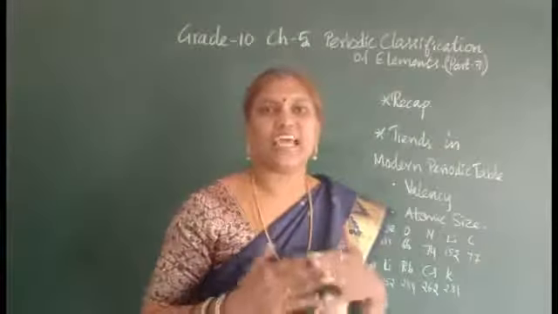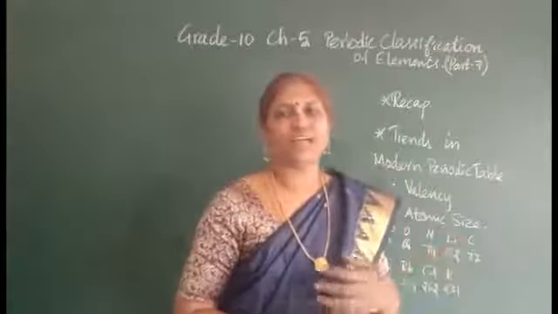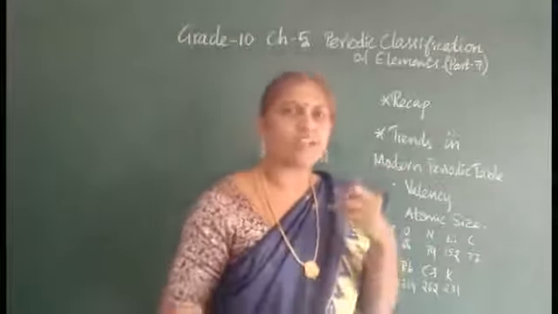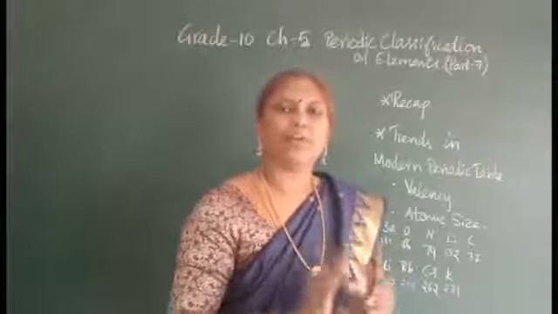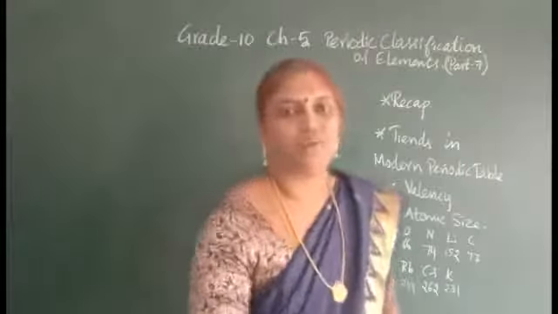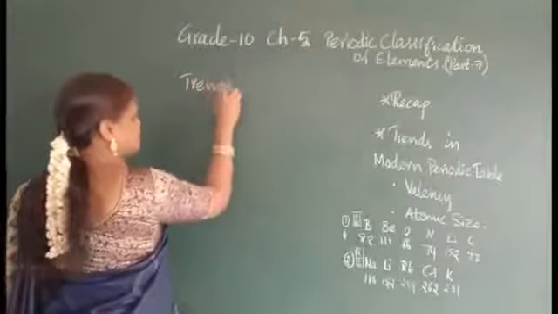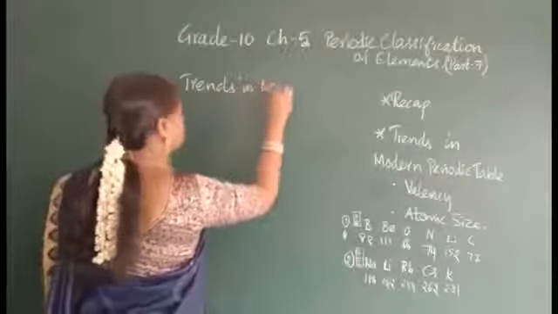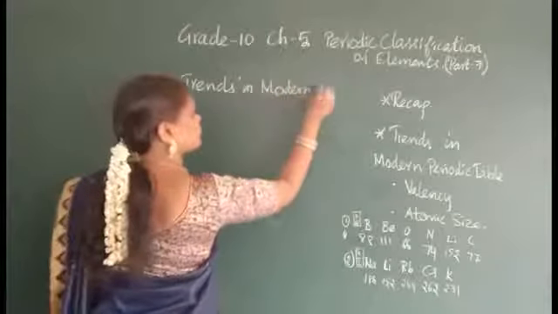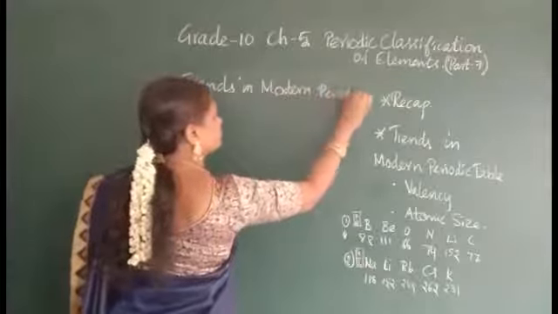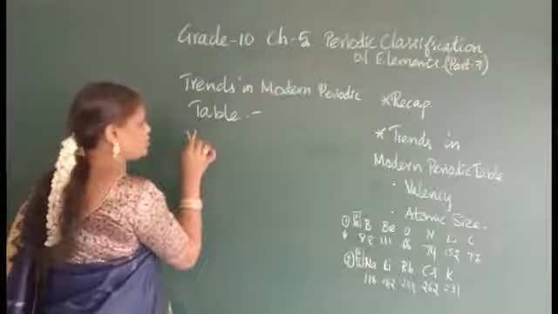What are the things he has followed in the modern periodic table? We have seen last class the position of elements in the modern periodic table and the ideas he followed. Today we are going to discuss trends in the modern periodic table. In that, we are first going to discuss valency.